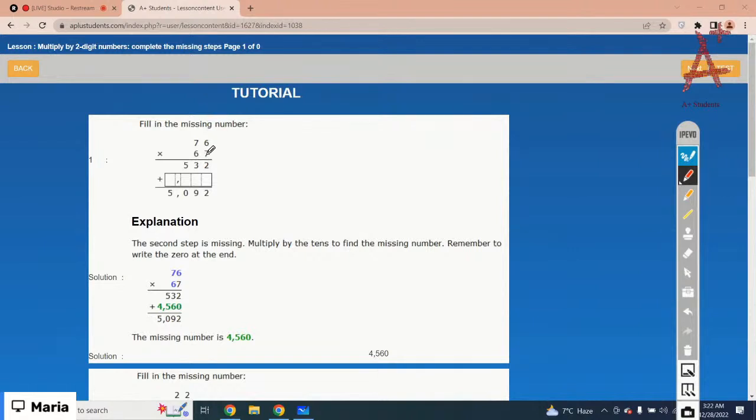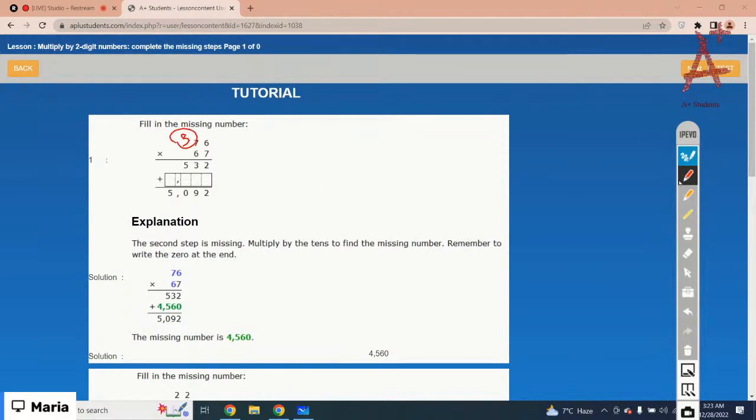You always start with the rightmost digit. That means the first step is to multiply 76 by 7. So that is done. You have to do the tens one. That is the missing step. You have to do 6 times 6 is 36. You have to start writing from the tens digit. 6 times 6 is 36. Here you have 6 and carry 3.